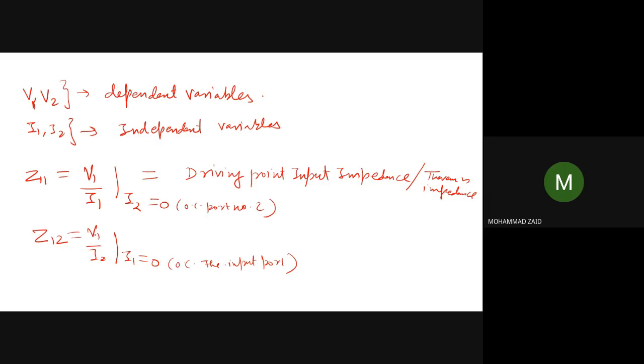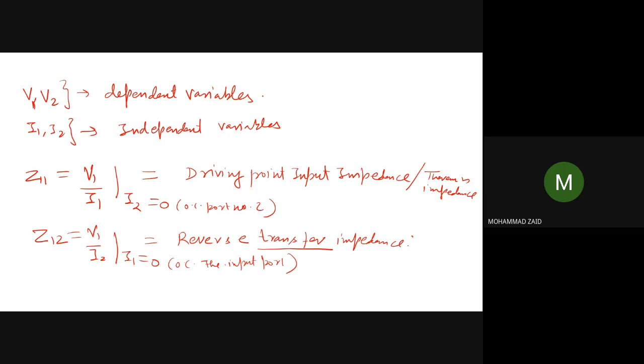So Z12: voltage is there, but input current is not there. This may be a situation in which you make the input impedance very high. So Z12 becomes equal to V1 upon I2. It is known as reverse transfer impedance. The word that is important here is transfer.